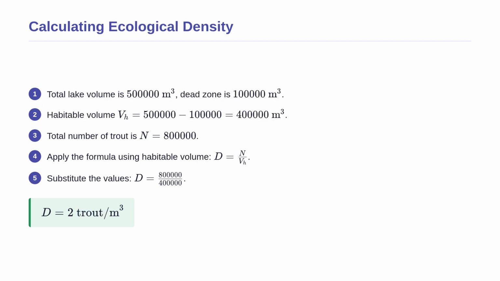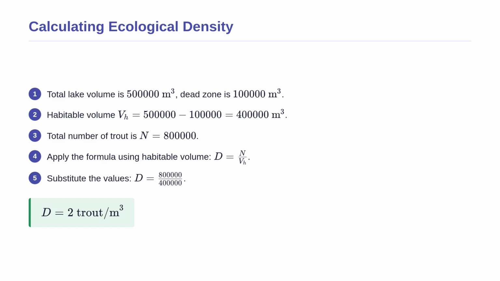This formula we just used leads us to a slightly more complex scenario, calculating ecological density in a 3-dimensional space. Imagine a lake with a total volume of 500,000 cubic meters, but the bottom 100,000 cubic meters is a dead zone with no oxygen. There are 800,000 trout in the lake. Because we want ecological density, we cannot use the total volume. We must first subtract the dead zone to find the habitable volume, which is 400,000 cubic meters.